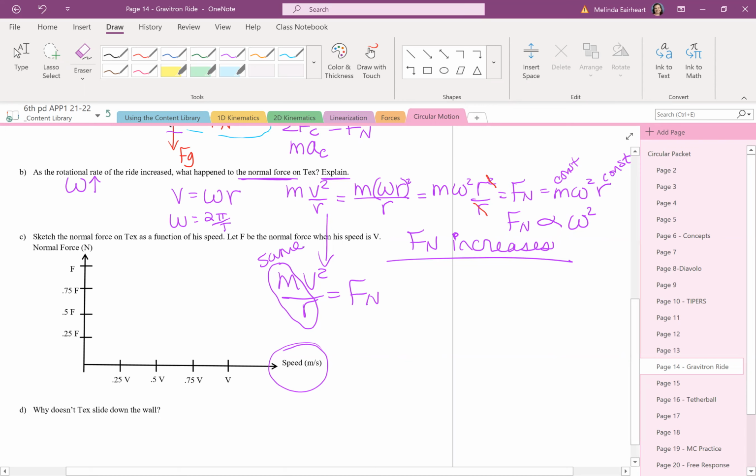Let's start with zero velocity. When this Gravitron ride is not moving, is there a normal force to push you to the center? There's normal force with the floor, but in terms of pushing you to the center, if you're not moving, there's no need to push you to the center, right? And so we're making sense of a 0, 0. Don't just do it assuming it's 0, 0. Make sense of it. If you're not moving, nothing's pushing you to the center.